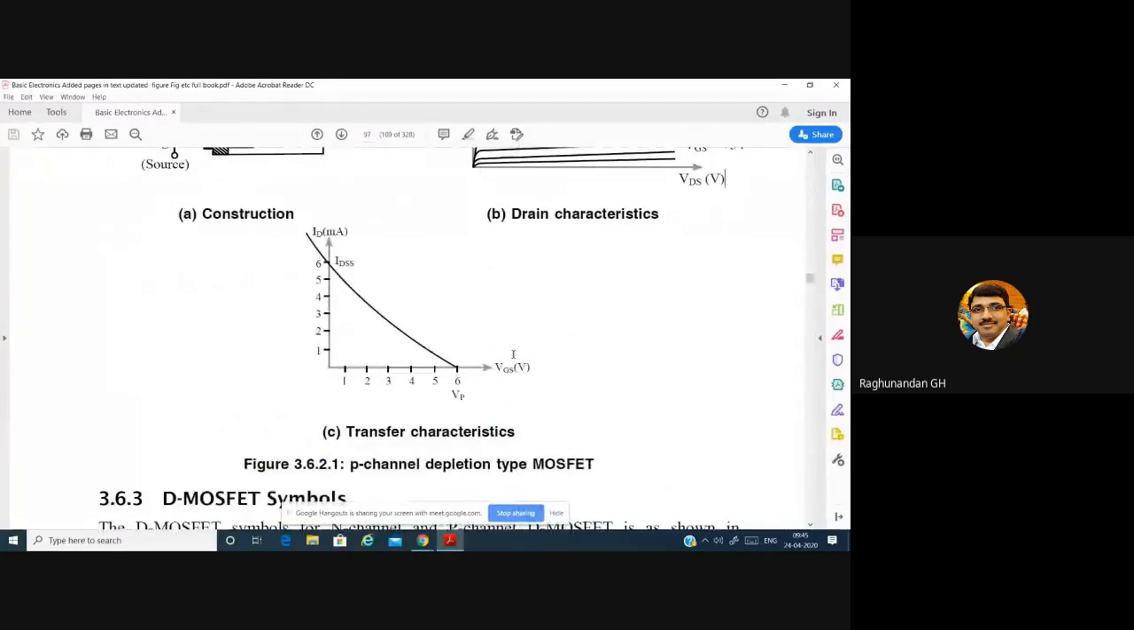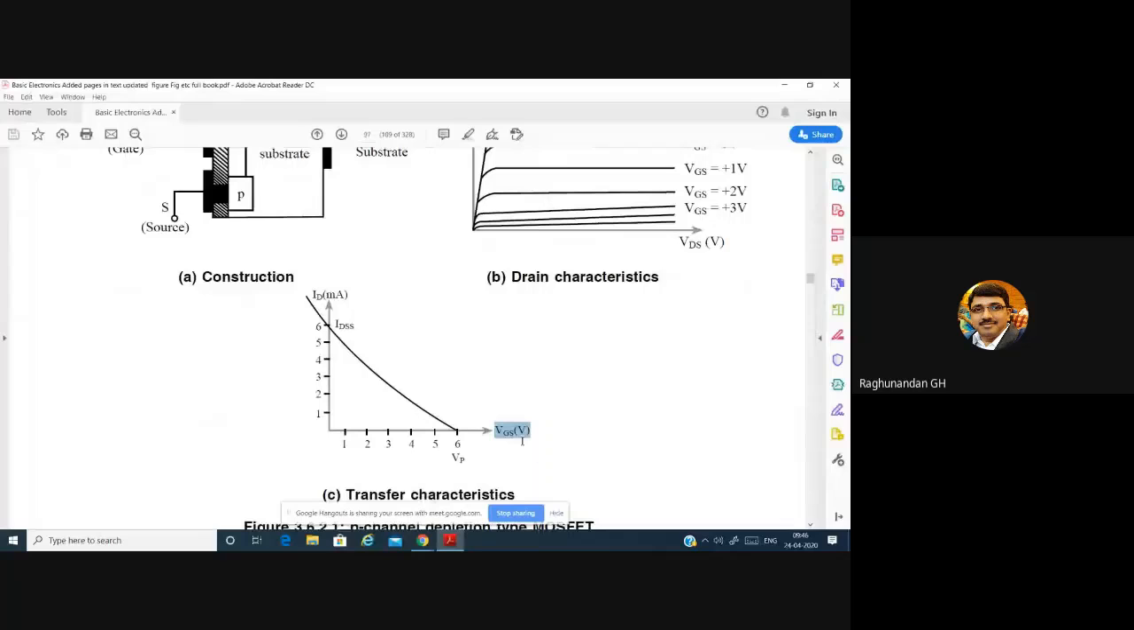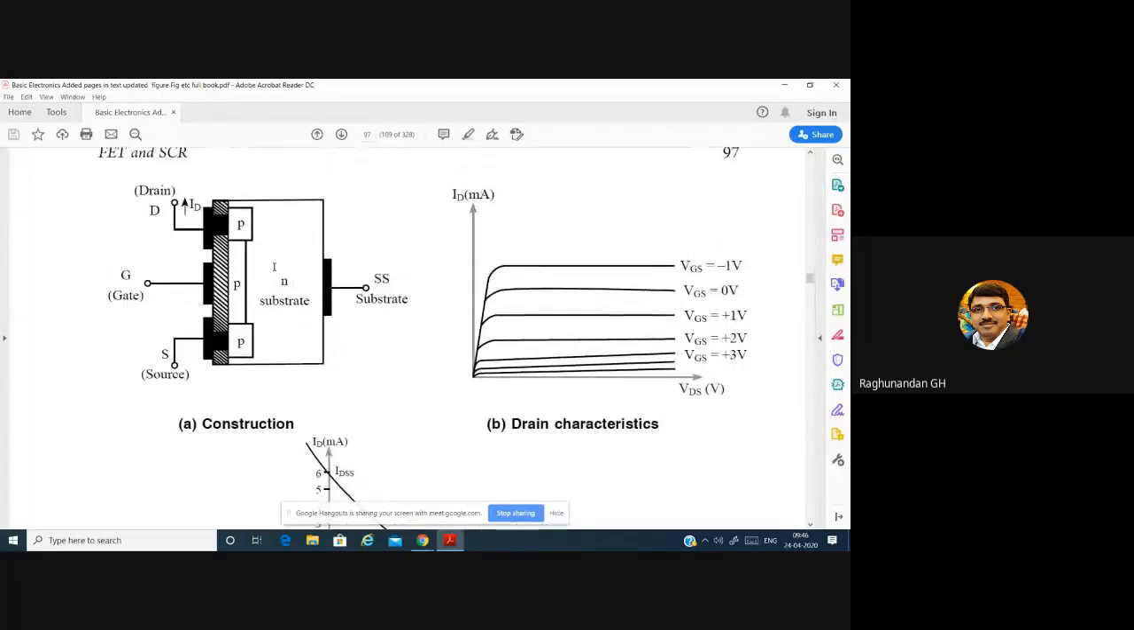Coming to the transfer characteristics, it depends on whether you are giving positive voltage or negative voltage. But preferably, since it is P channel, to control the current, we will be using positive voltage only. Our intention of using the gate terminal, whether in JFET or MOSFET, is to control the flow of current.